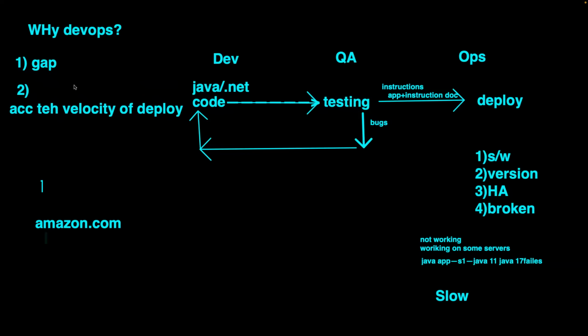So how to make this process faster? How to eliminate the differences in understanding the instructions given by other teams, and how can they collaborate or understand each other very well? How to increase the velocity of deployments? That is taken care of by DevOps. How, we'll discuss. I'm talking about why DevOps came in. These are the two reasons. We'll talk about other reasons as well.